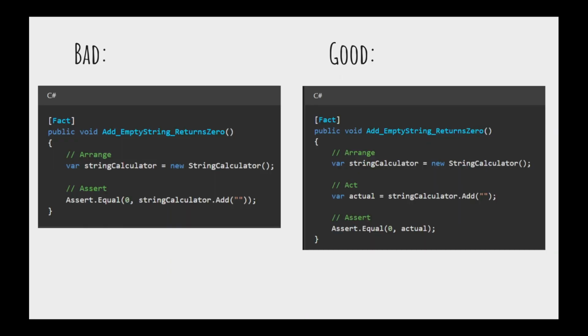And here's an example. The first example, the bad example, shows that the assert and act were put together. And it's not bad per se, it's not the greatest, but in the good example, you see that they're separated, and so it's easier to see what's going on. It's easier to see the different parts, and if anything goes wrong, you can pinpoint where it went wrong a lot easier.